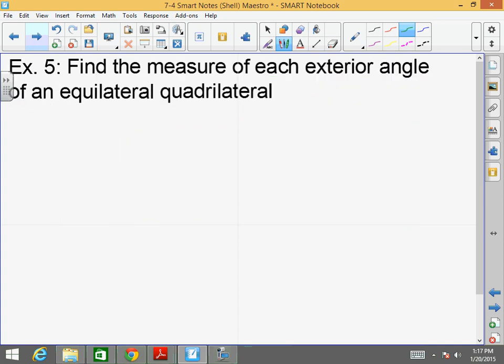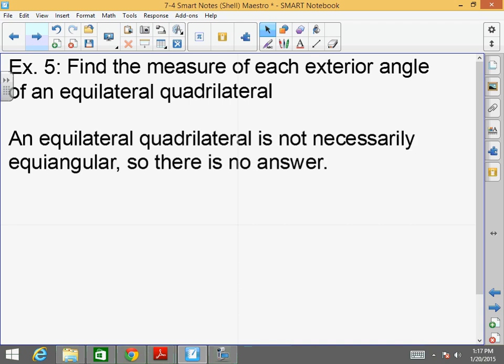And last but not least, find the measure of each exterior angle of an equilateral quadrilateral. 360 over 4, right? Wrong. An equilateral quadrilateral is not necessarily equiangular. So there is no answer for this, guys. What would I have to have called that equilateral quadrilateral in order for this to work? A square. Be careful with the nuances of geometric vocabulary.